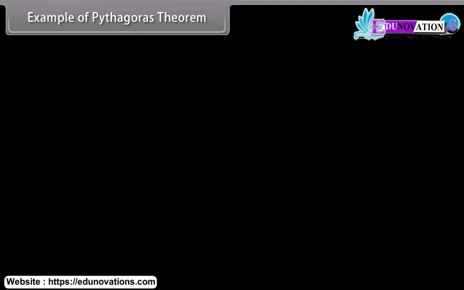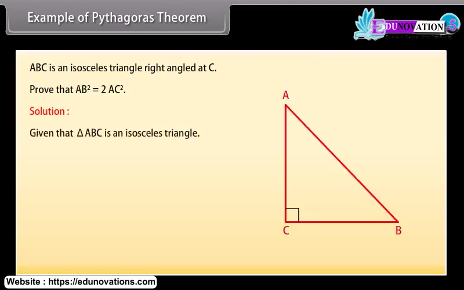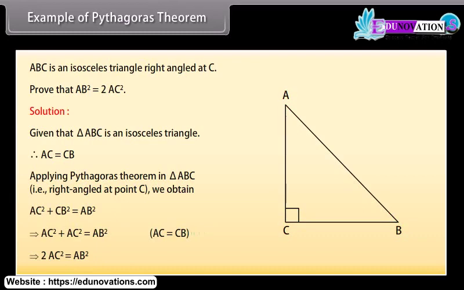Example of Pythagoras theorem. ABC is an isosceles triangle right angled at C. Prove that AB square is equal to 2AC square. Solution: given that triangle ABC is an isosceles triangle, therefore AC is equal to CB. Applying Pythagoras theorem in triangle ABC, right angled at point C, we obtain AC square plus CB square equals AB square, which implies 2AC square equals AB square.